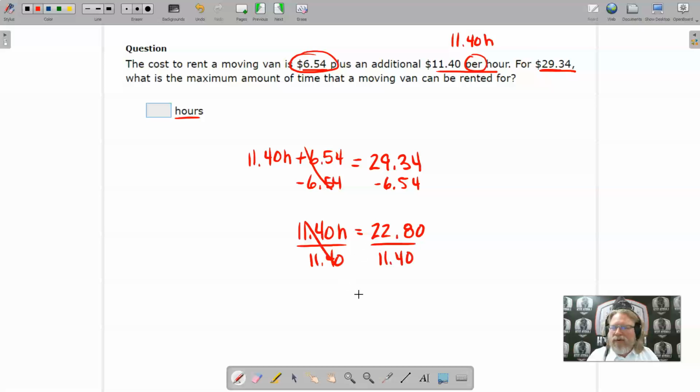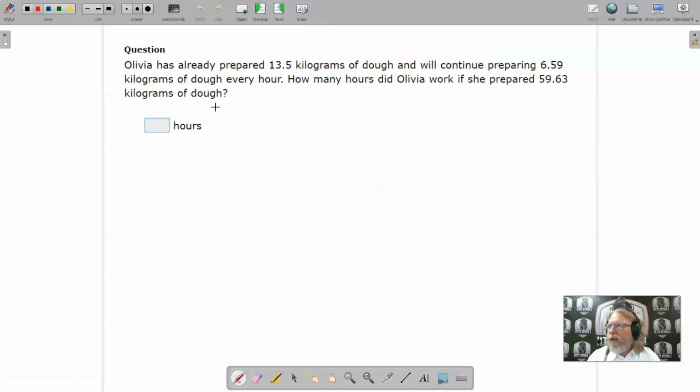We know the 11.4s will cancel each other out, leaving us with just H. And then we have 22.8, and we're going to divide that by 11.4, and we're going to get the answer is 2. So it would be 2 hours. You can rent a van for 2 hours and have a total of $29.34.